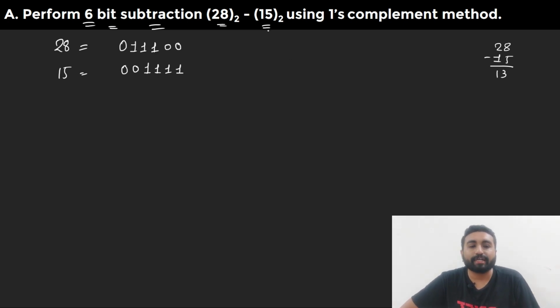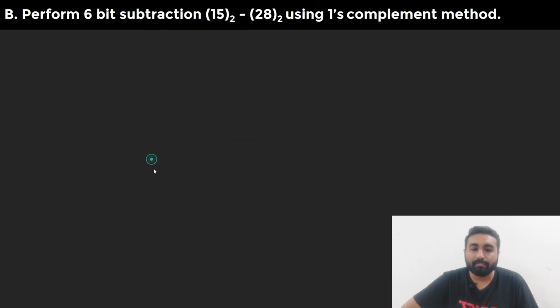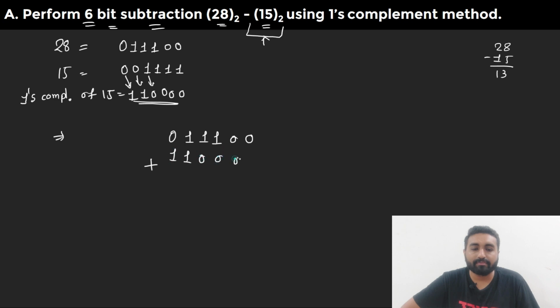Now here we need to do 28 minus 15. So our negative number is what? 15. So we will take the 1's complement of 15, right? So it would be what? This 0 will become 1, this 0 will become 1, and all the other 4 ones will become 0. So this is your 1's complement of 15. Then we will add 28 plus 1's complement of 15. So it is 011100 plus 110000.